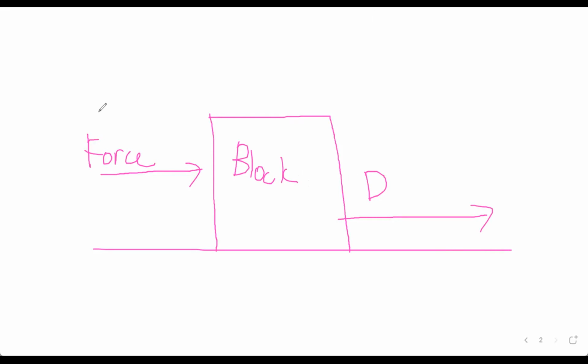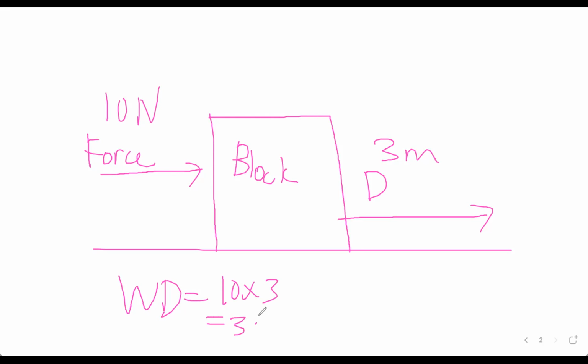So let's say, for ease of calculation, I have 10 newtons pushing onto this block, and then this block travels a total of 3 meters. Then the work done on this block will be force times distance, which is essentially 10 times 3, which means I would have successfully applied 30 joules of energy onto this block to cause it to move 3 meters. Okay, so the first condition here is the force and distance must be parallel to each other.